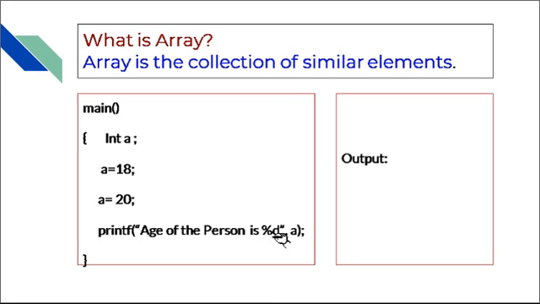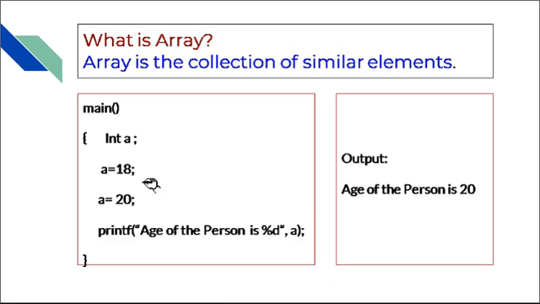Some people say it is 18. Some people say it is 20. Some people say both 18 and 20. So what is correct? Is it 18? Is it 20? Is it both? So look at this. It is 20. Age of the person is 20. What is the reason?